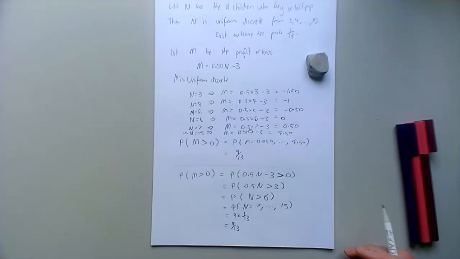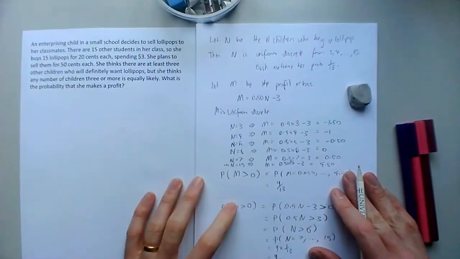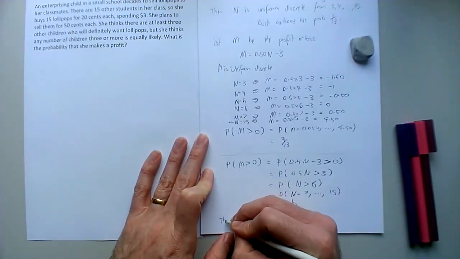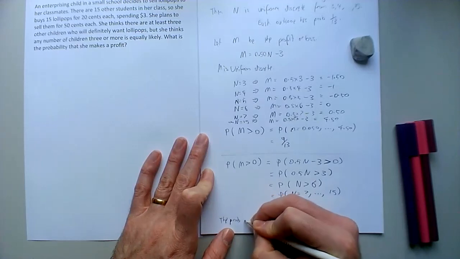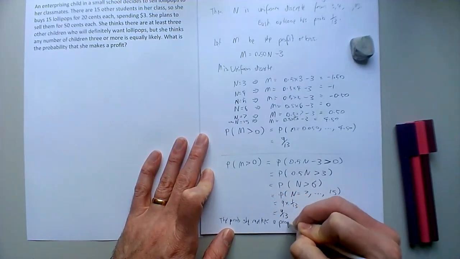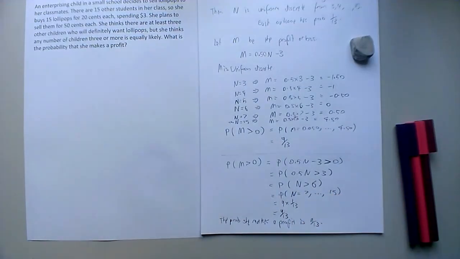So I reckon this problem was all wordy, so I should probably finish it off with a neat little sentence. So let's see. The probability she makes a profit is 9/13. Beautiful, done.